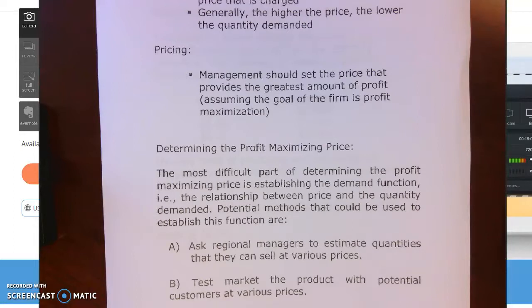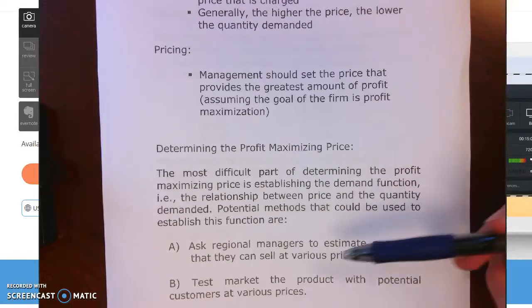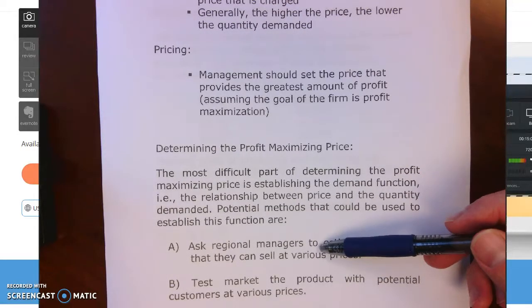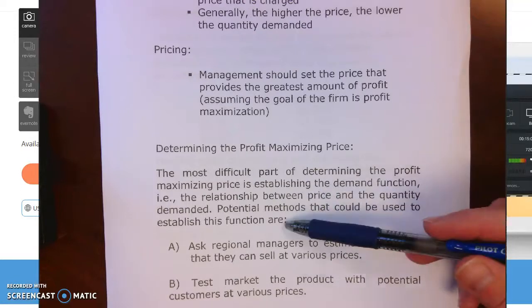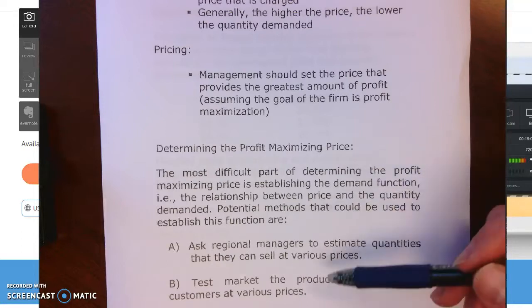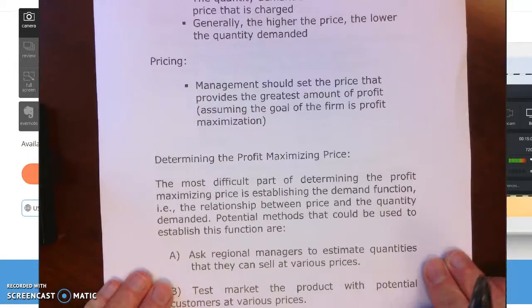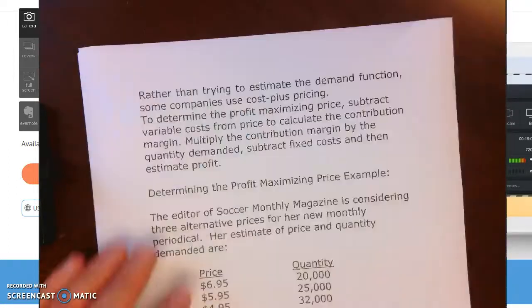Now, in the problems that I give you in class, I'm kind of giving you the demand function, but I just want you to be aware that it is a difficult thing to do. It relies a lot on judgment. And as we see here, some potential methods to establish the demand function: probably the easiest and potentially most popular way would be to just ask salespeople to estimate quantities that they could sell at various prices. We could also do some product testing at various prices to see whether or not customers would be interested in purchasing it.